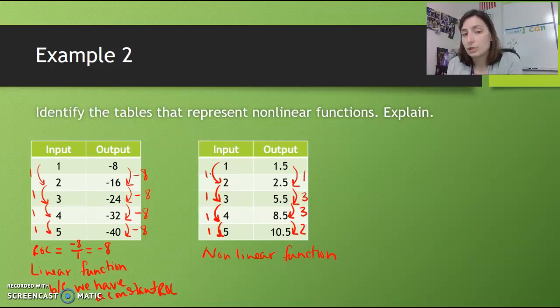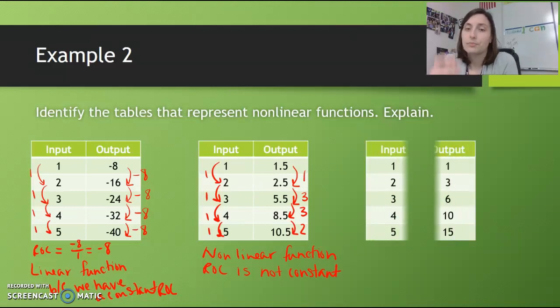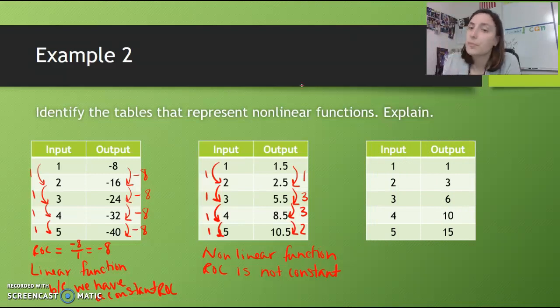And I know it's a function because each input has exactly one output. And it is nonlinear because our rate of change is not constant. Because our rate of change is not constant, that makes it a nonlinear function. So now on to our third one.